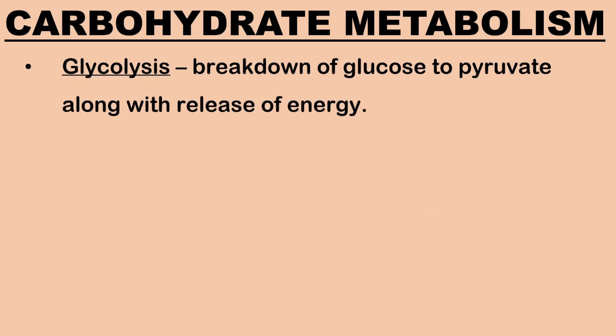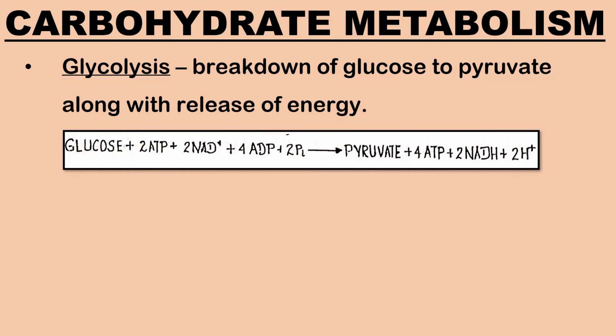Glycolysis is the process of breaking a molecule of glucose into 2 pyruvate molecules and generating 2 high-energy ATP molecules and 2 electron-carrying NADH molecules. Glucose, in the presence of ATP, NAD+ and inorganic phosphate, breaks down into 2 pyruvate molecules, generating 4 ATP molecules for a net yield of 2 ATP and NADH coenzymes.